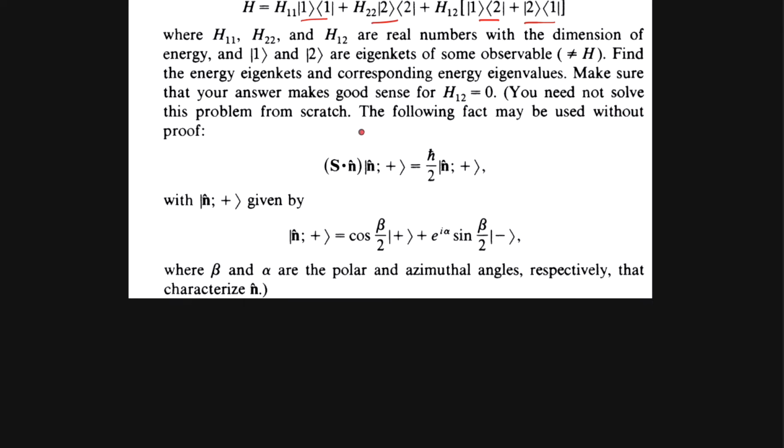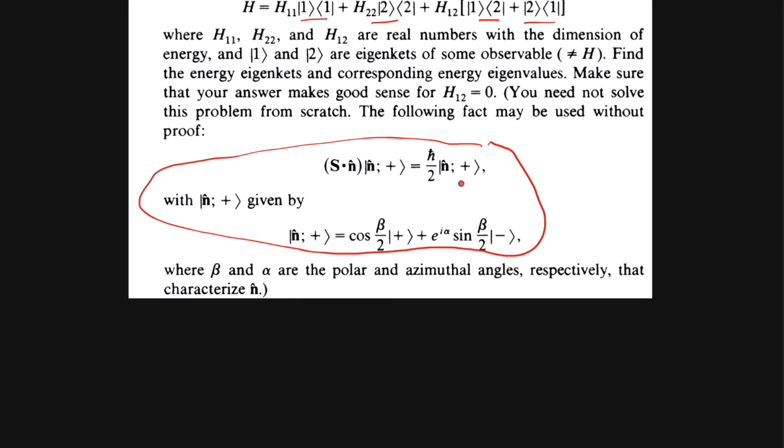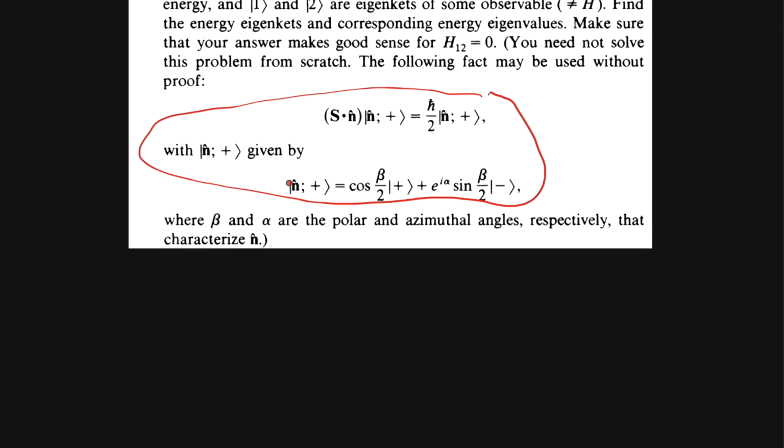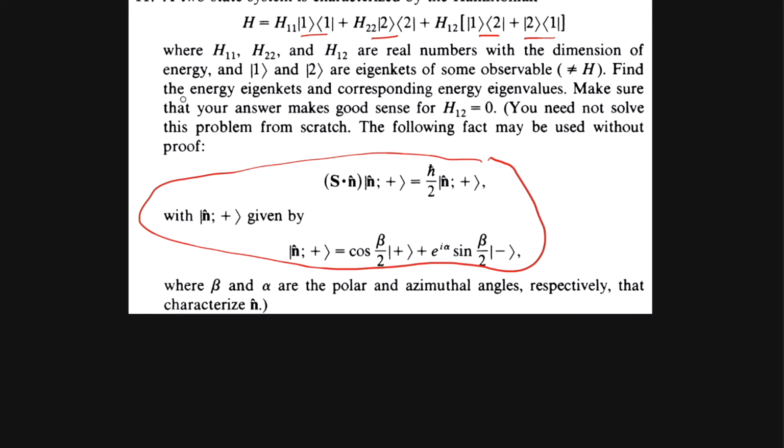You need not solve this problem from scratch. The following fact may be used without proof. This fact we have to use: the eigenvector corresponding to the operator S·n̂ is equal to |n̂+> = cos(β/2)|+> + e^{iα} sin(β/2)|−>, where β and α are the polar and azimuthal angles respectively. Now, to do this problem, let us calculate the eigenvectors of this operator with the help of this.